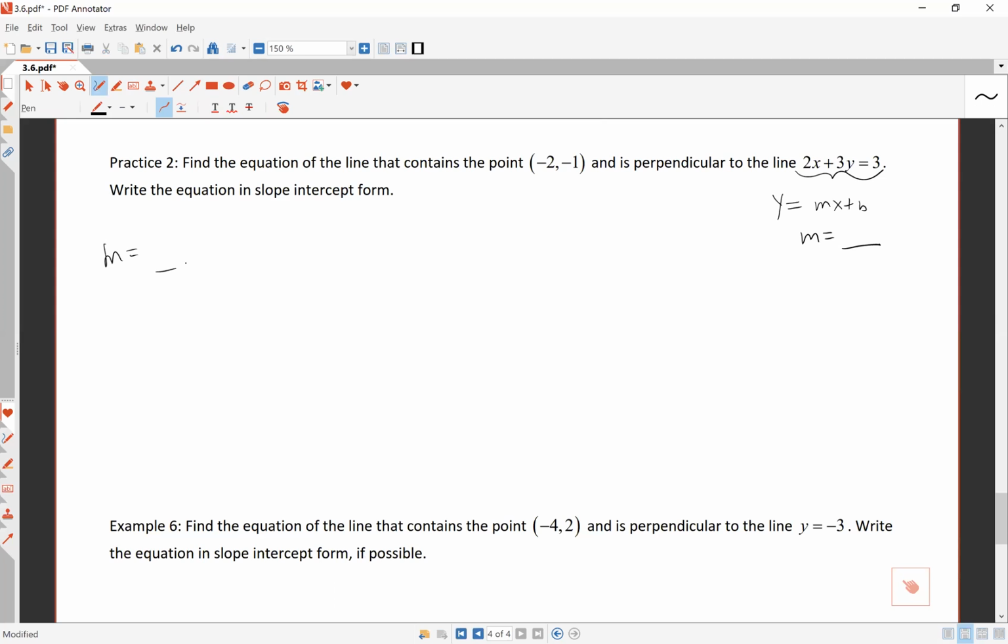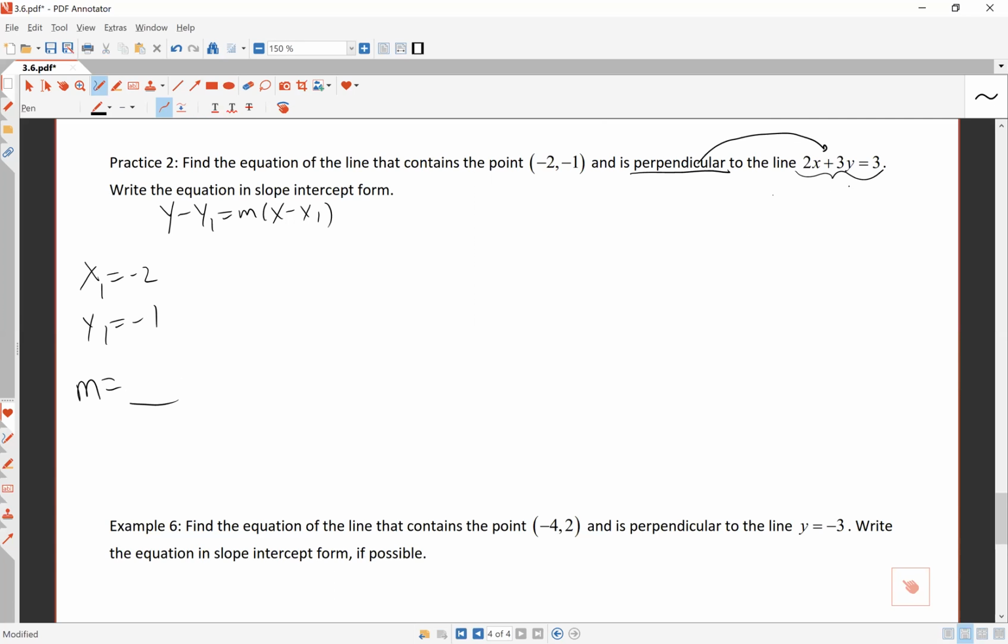Okay, now that you've had a chance to work this out, we have our point given for point slope form. We have our point given as x1 equal to -2 and y1 equal to -1. We don't know what our slope is yet, but we'll find that by writing 2x plus 3y equal 3 in slope-intercept form. It needs to be perpendicular to this line, so once we find its slope, we'll take the negative reciprocal. We achieve this by subtracting 2x from both sides, and we get 3y equals -2x plus 3.